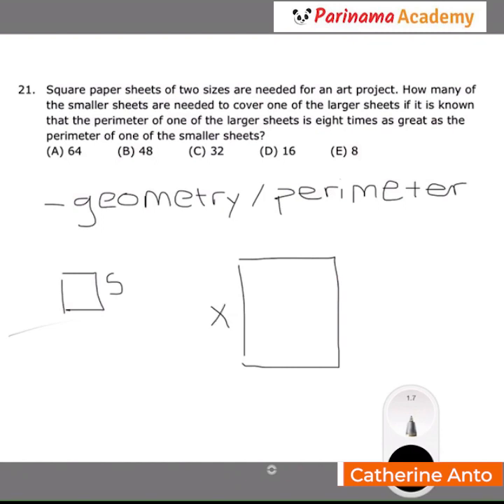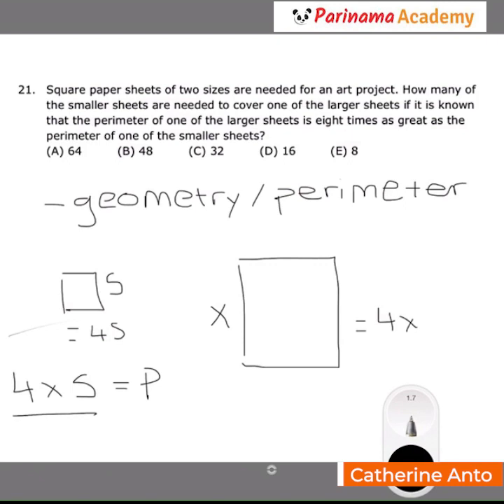To find the perimeter of a square sheet, you do 4 times side length, or 4 times S equals P. Therefore, the perimeter of the smaller sheet is 4S, and the perimeter of the larger sheet is 4X.